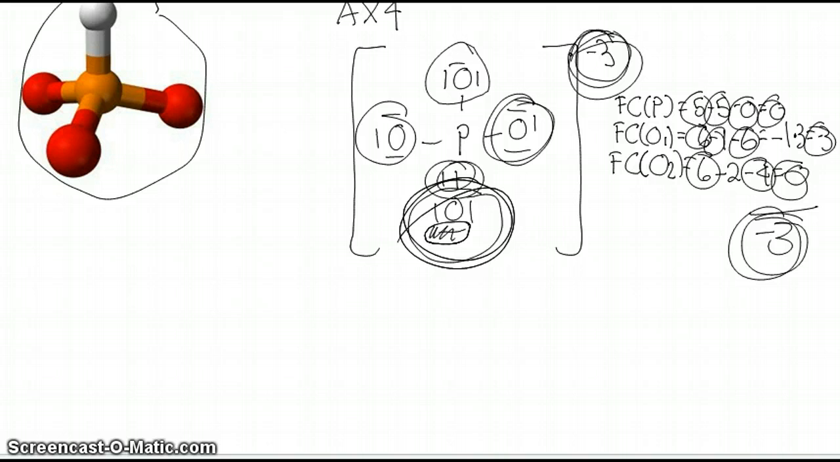This is a covalent bond because the phosphorus bonds with the oxygen. All of these bonds are covalent. This is a tetrahedral shape and has bond angles of 109.5. So every single one of these bonds would be equal to 109.5, and so on. Each one equals 109.5.